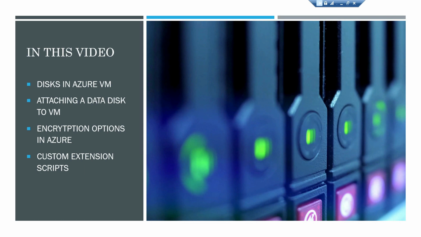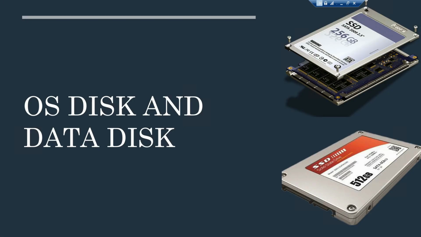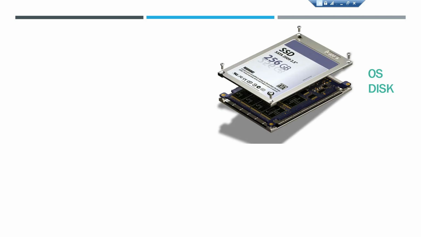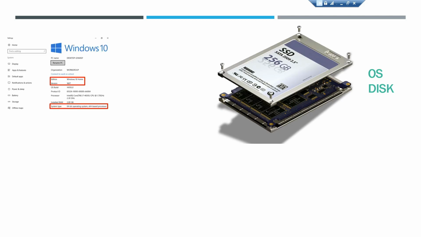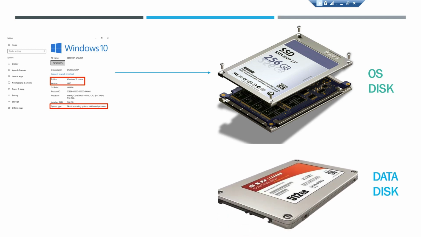So first, let's understand the types of disks we have in Azure VM. Basically we have two types of disks in Azure VM. One is called operating system disk and another is data disk. So what's the difference between the two? The operating system disk is the one where your operating system is installed. Apart from this OS disk, you can also attach a data disk to your Azure VM and mount a volume using that.